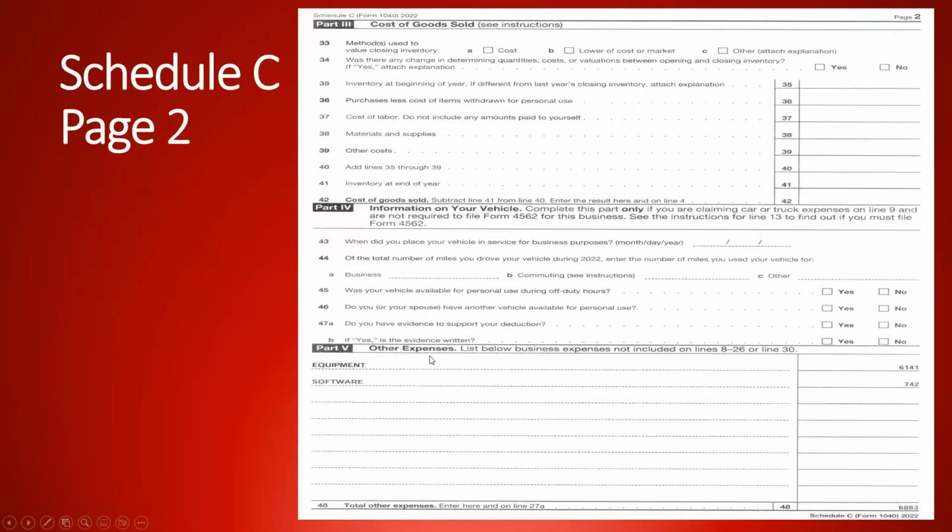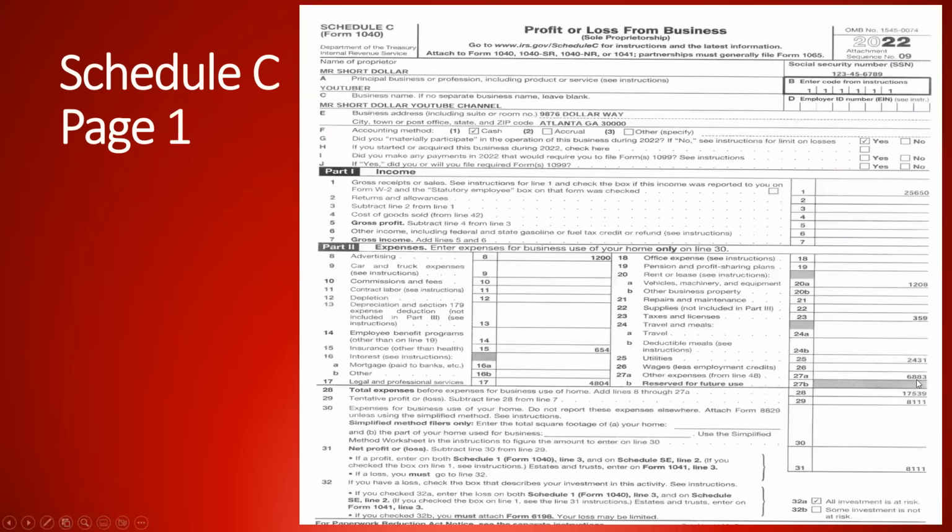And here were some other business expenses that were placed on there, equipment and software, that totaled $6,883 because those sections went on page 1. And then you'll see right here for other expenses, that's at $6,883. Now you have the total of all these, lines 8 through 26. That number is added up right here.